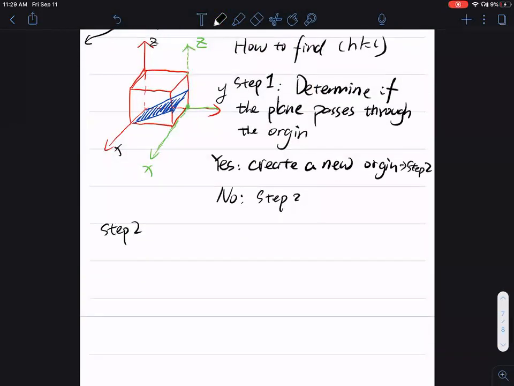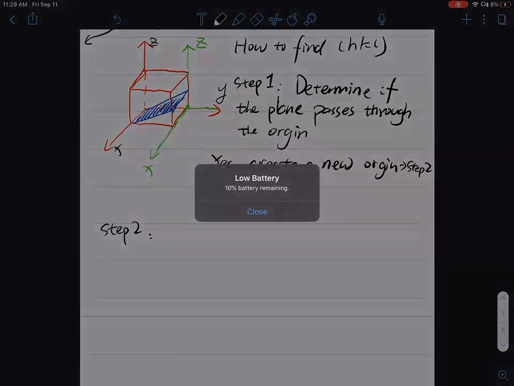In step 2, we want to find the intercepts of the plane with each axis. We have 3 axes, which means we're going to have 3 intercepts.